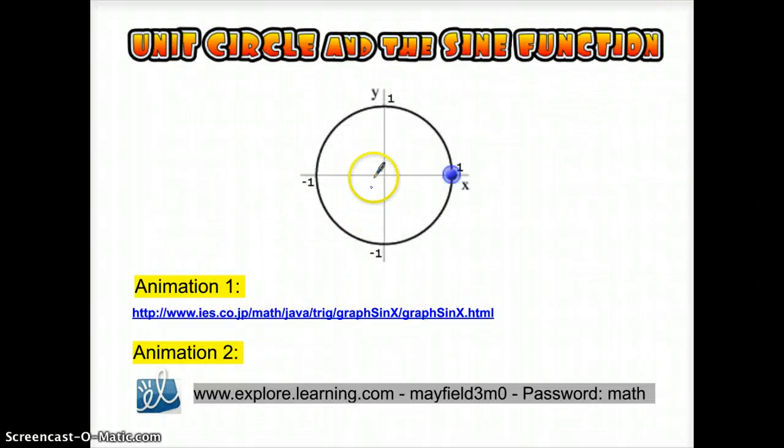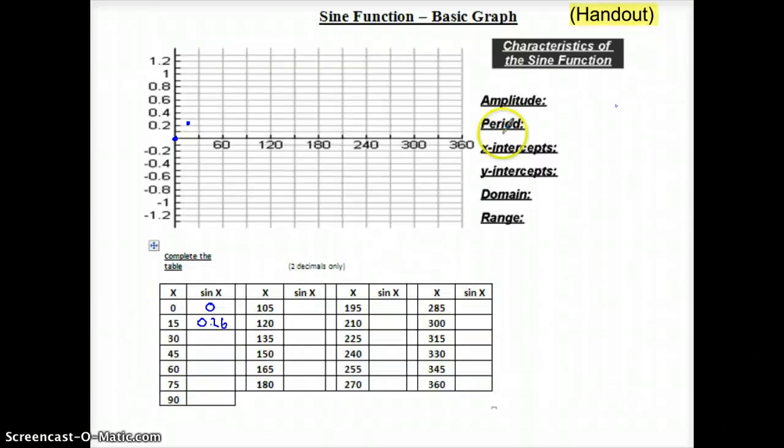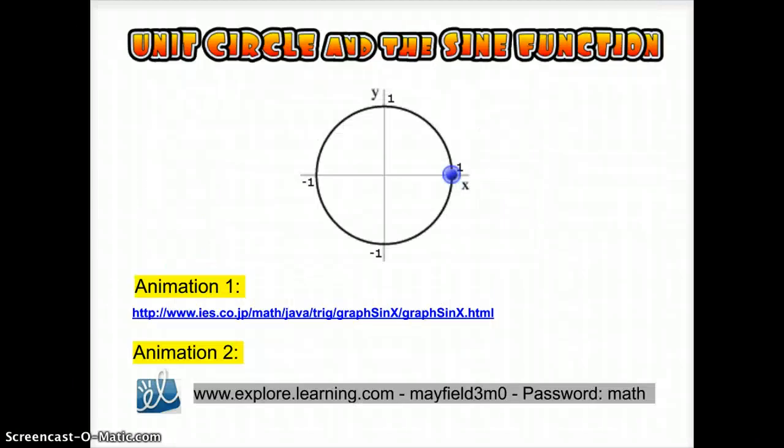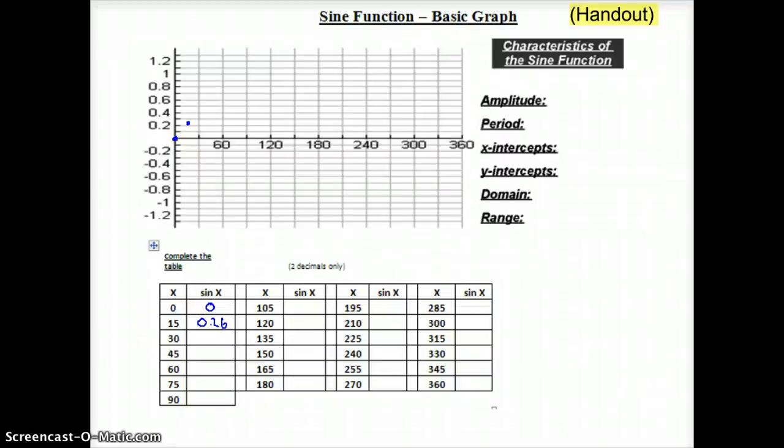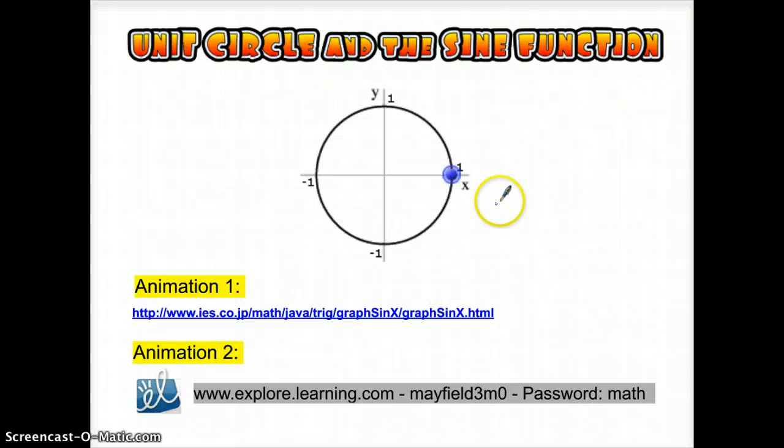Okay, so the unit circle and the sine function. Now you should have done this before you look at this part. Okay, so stop. I will provide you with this handout online just in case, but stop the video and then don't watch this part. 3, 2, 1.